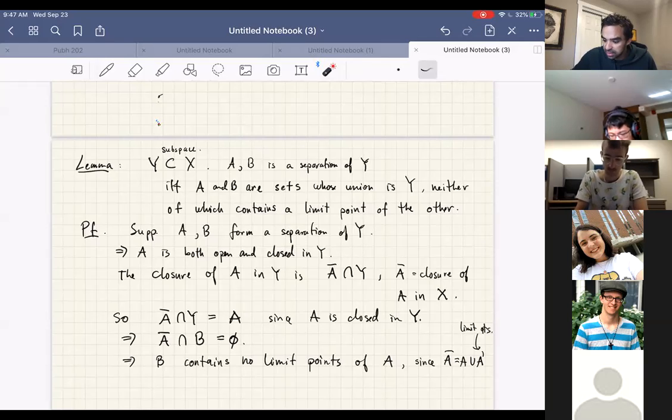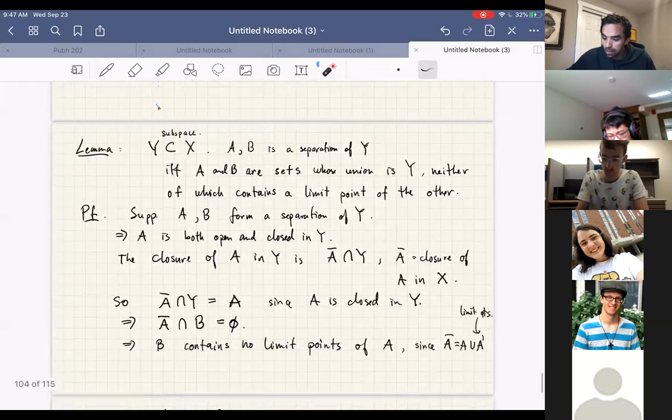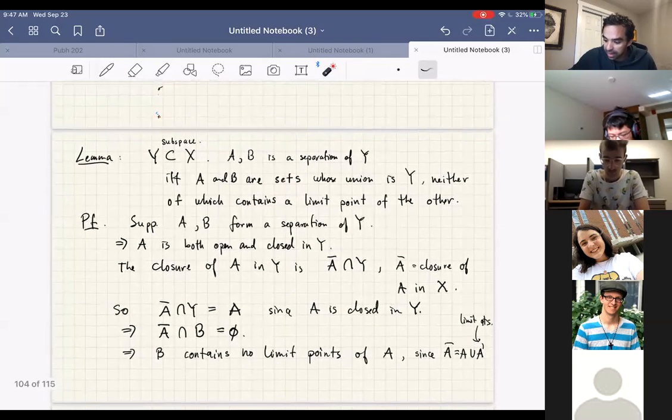Note that I said sets here. It's enough to say sets. You don't need to say open sets. And let's explain this fact. So again, a separation here means A and B are open, disjoint, non-empty, and the union of A and B is Y.